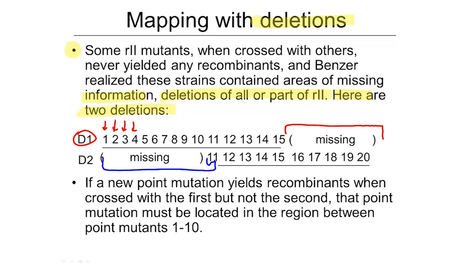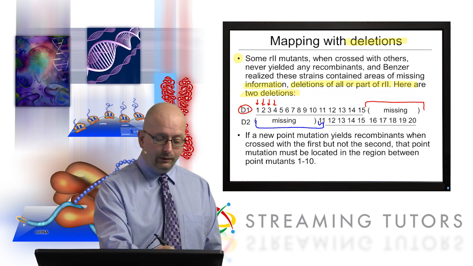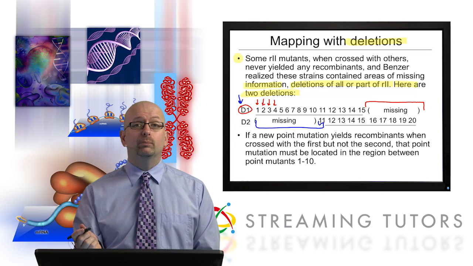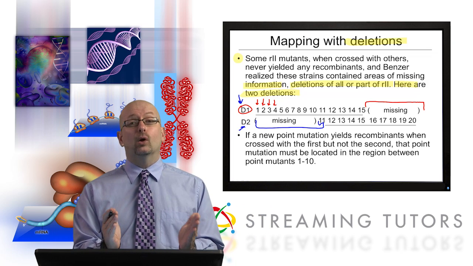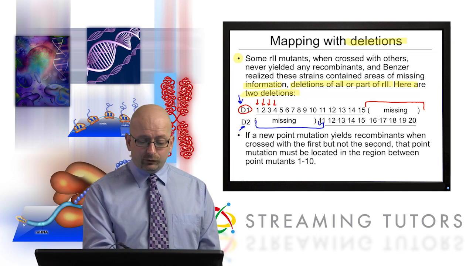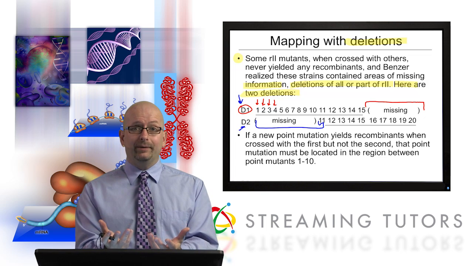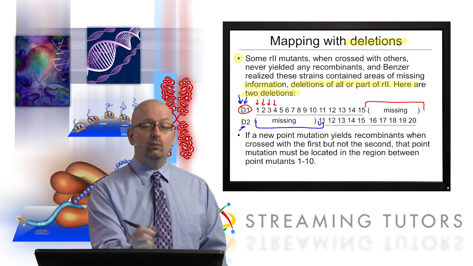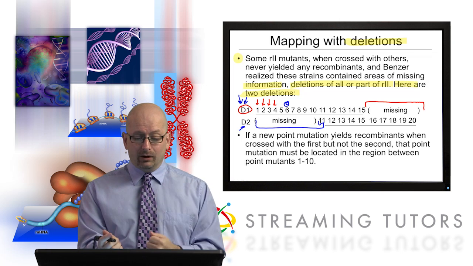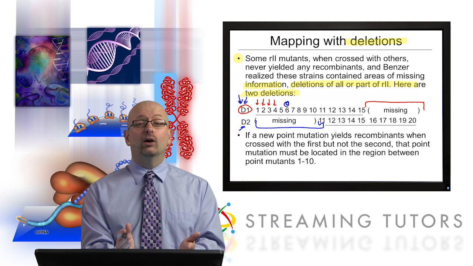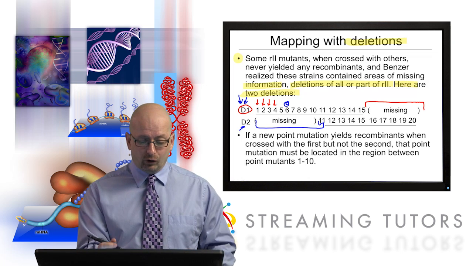If a new point mutation, one he just discovered, yields recombinants when crossed, say, if you cross a new one with D1, you get recombinants, but when you cross it with D2, you don't get any. We've now semi-localized the location of that new point mutation. It must be in the missing region because you have to have something to cross over with, right? So if a new mutation crossed with D1 makes recombinants, that means it has to be present in an area where there's something there. The deletion delineates the part where it must be because no recombinants are made there. There's nothing for it to cross over with.